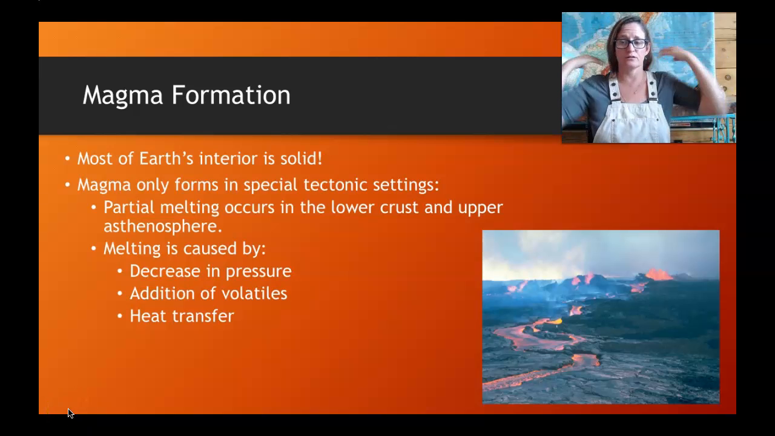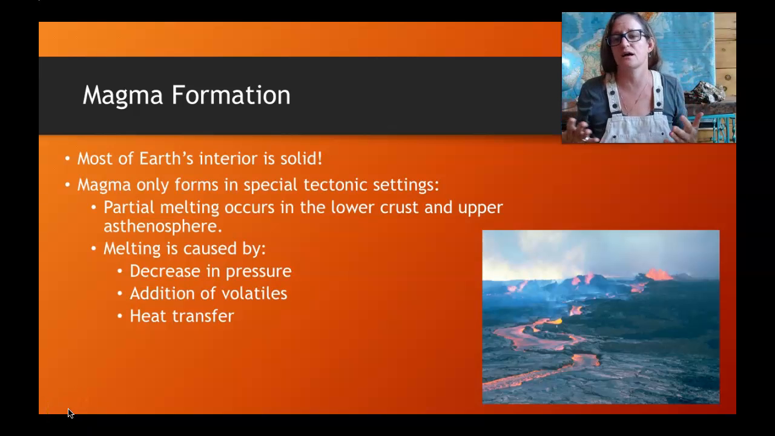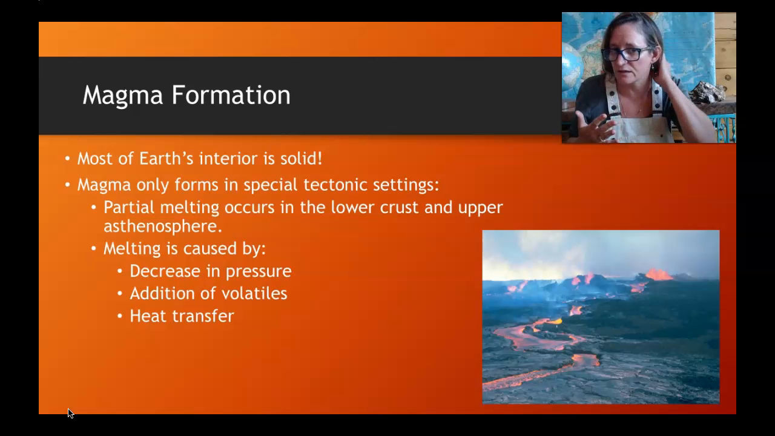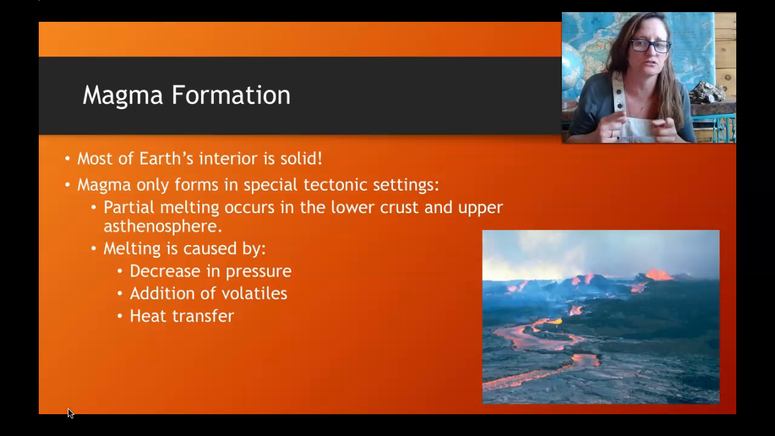Okay, there aren't volcanoes everywhere. Most of the Earth is solid. We have that liquid outer core, but that liquid doesn't get to the Earth's surface. Magma is generated in the upper mantle and only in special situations.